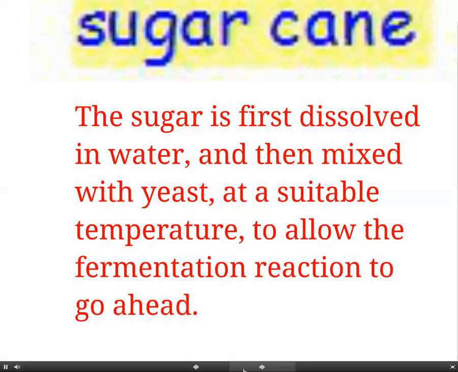Now, just a word about the fermentation method. Fermentation is a chemical reaction. The sugar has to be dissolved first in water, and then the sugar solution is mixed with yeast, which is a living organism. And if you keep that at a suitable temperature, then the yeast can respire the sugar. It respires anaerobically, and that is the fermentation process. It's an anaerobic respiration. So the products of that will be ethanol and CO2.